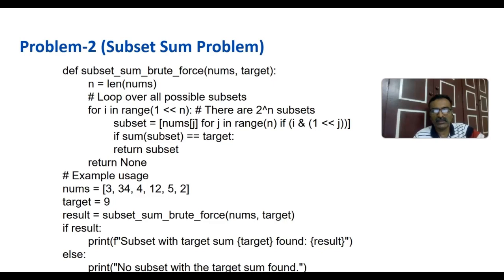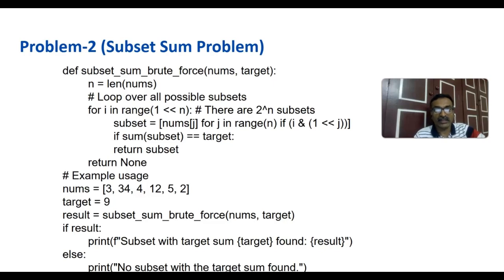So this Python code consists of the function and the test case. We will see the test case first, where we are given a list of numbers 3, 34, 4, 12, 5 and 2, and we have given the target 9. Just by observation we can find that sum 9 will be given by the subset 3, 4, 2. 3 plus 4 plus 2 is 9 and 4 plus 5 is 9.